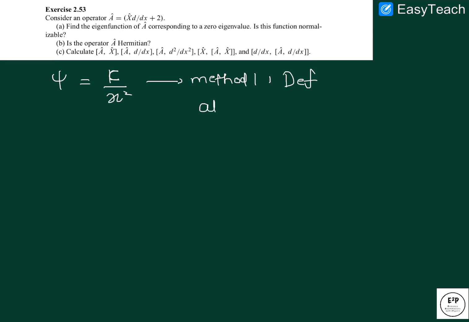if we take the point x equals to 0, we get psi equals to infinity. So psi is not finite. So from the definition we can say that this psi is not normalizable.